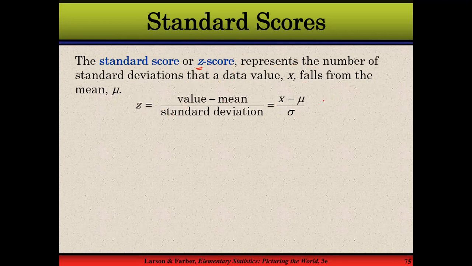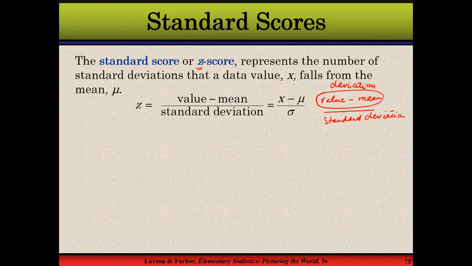So here X is a particular value, and we deduct that value from the mean of the values. If you remember, we used to call this particular product the deviation. So first we calculate the deviation of a value from the mean, and then we divide that by the standard deviation of the data set.